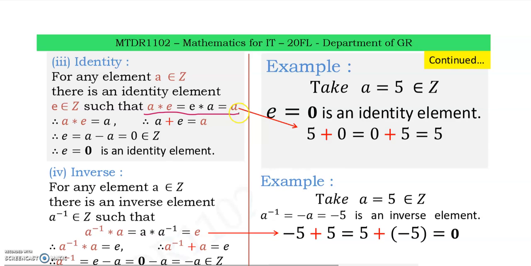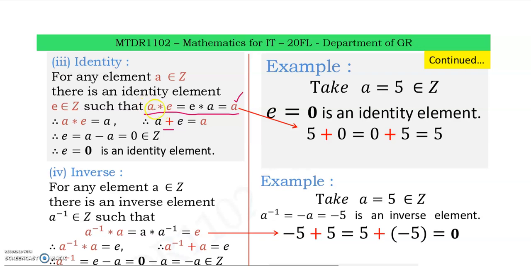Then again you will get the same value A which you have taken. Now I take the left side: A star E is equal to this A. What is A star E? Here star is the binary operation, here the binary operation is plus. So I put A plus E, and A plus E is equal to A.